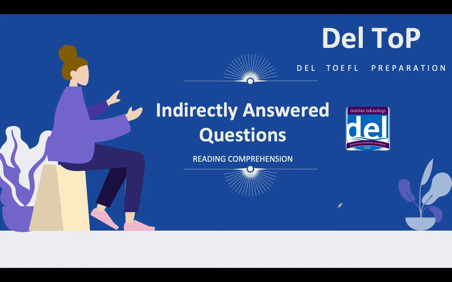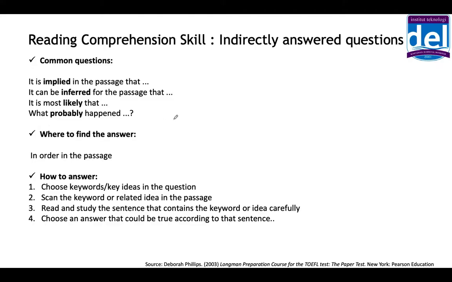In this video, we'll be talking about another common type of question in the reading comprehension, which is called indirectly answered questions. Indirectly answered questions refer to questions in which the answers are not explicitly stated or indicated in the passage. It means we need to make some inferences or draw conclusions based on the ideas or statements available in the passage. There are some characteristics of questions categorized as indirectly answered questions. We will find the words imply, infer, likely, or probably in the questions.